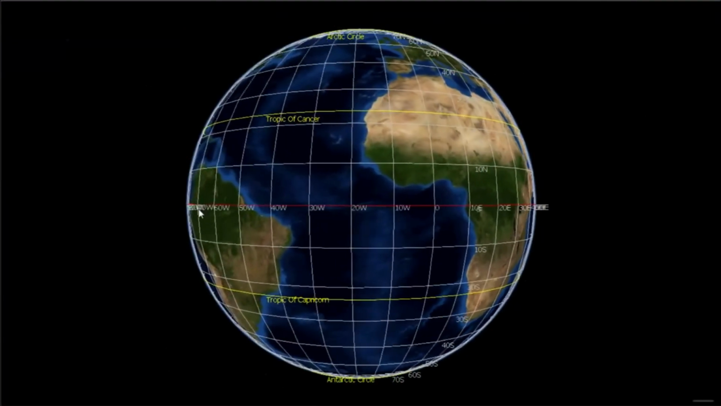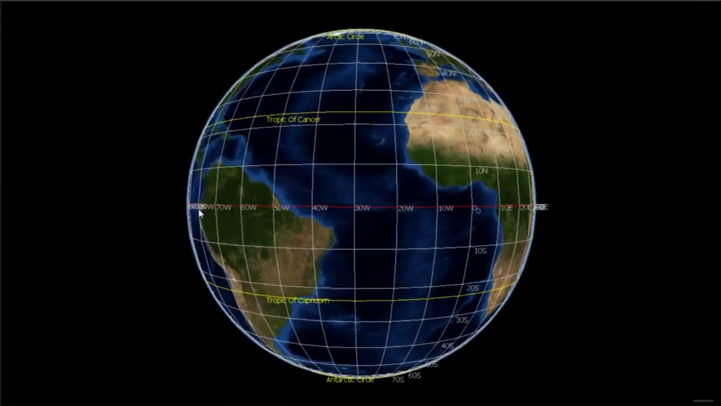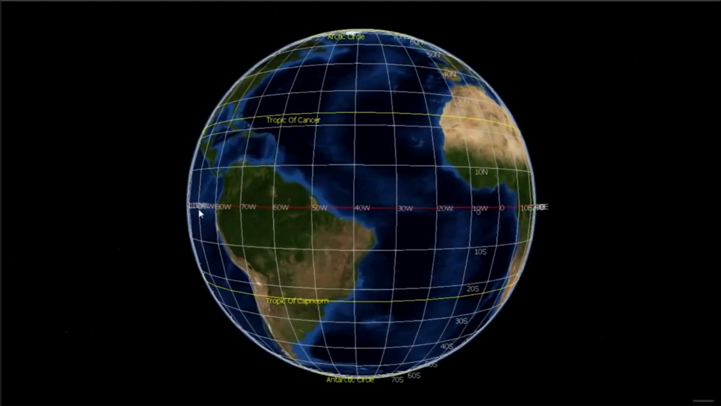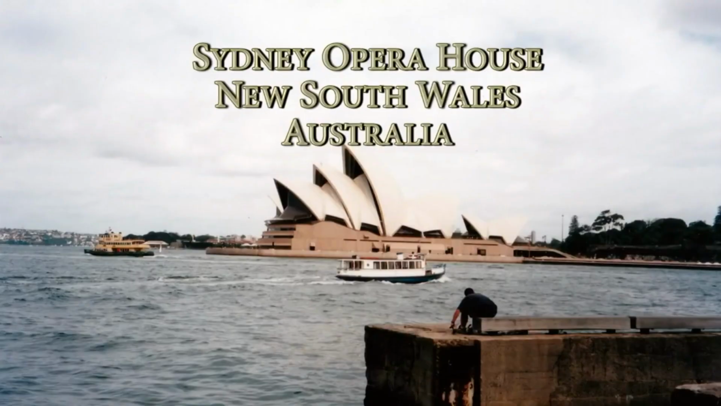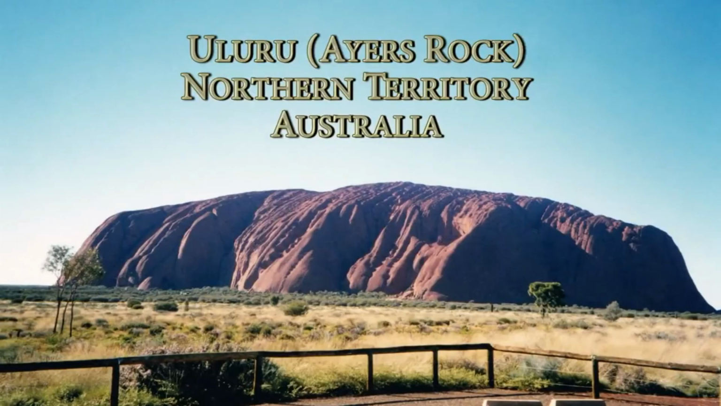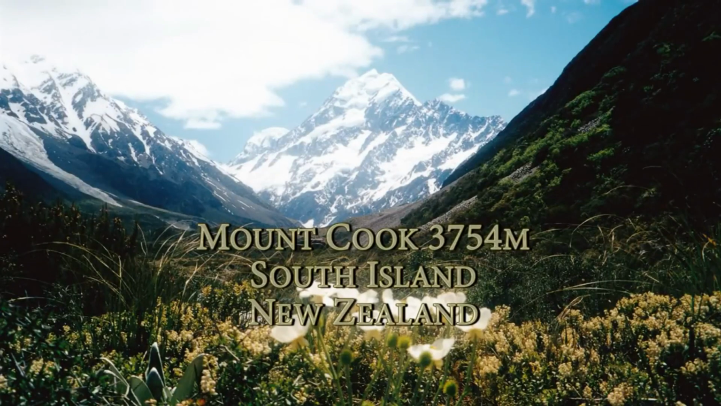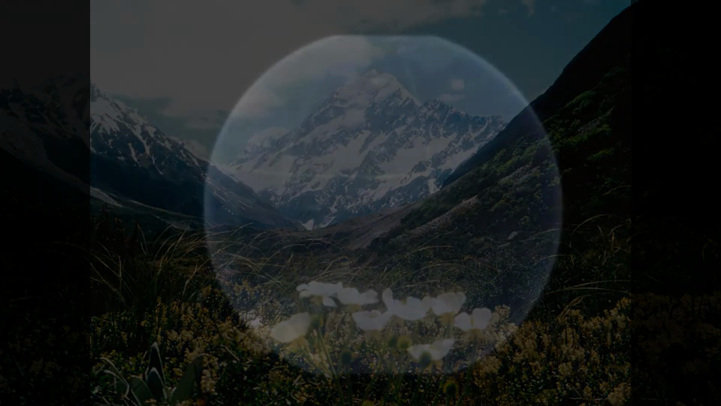Now, as we have seen how to read latitude and longitude, get a map and find the coordinates for these three locations: the Sydney Opera House, Ayers Rock in the Northern Territory of Australia, and Mount Cook, the highest peak of South Island of New Zealand.